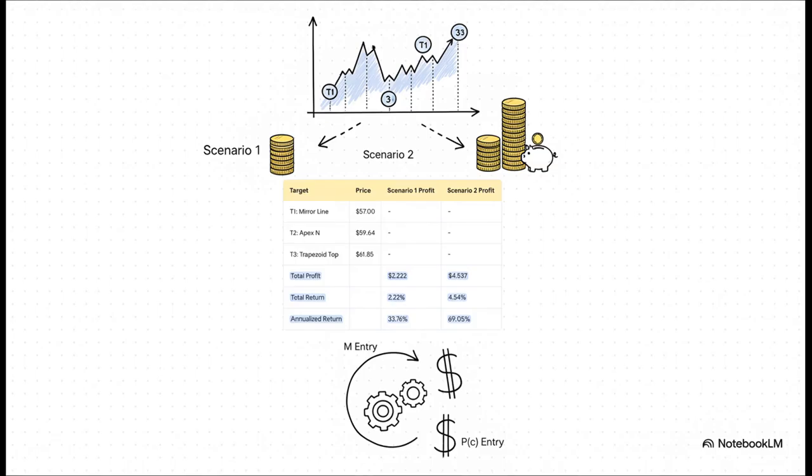And based on those targets, it lays out two different profit scenarios. Scenario 1 over on the left shows what could happen if only that first entry at M gets triggered. But Scenario 2 on the right, that's the outcome if the price also dips down to that secondary level PC. And as you can see, the potential return is quite a bit higher in that second scenario.